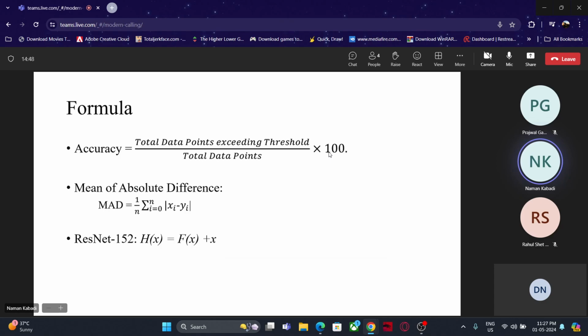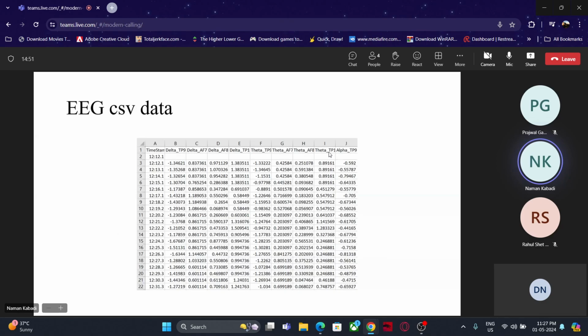And coming to the EEG CSV data, it looks like this form, and it contains various columns for the 4 channels, and at each regular timestamp the data is recorded.